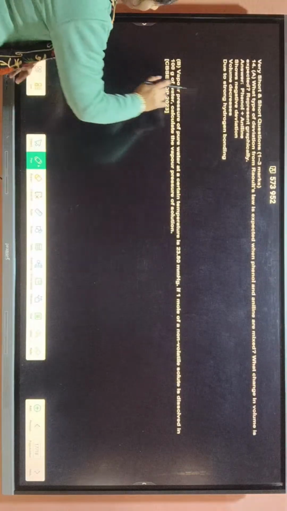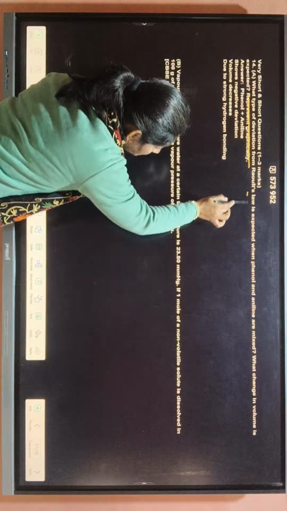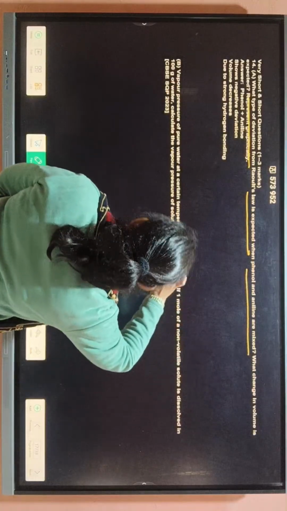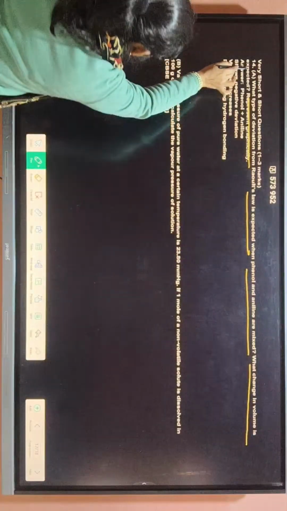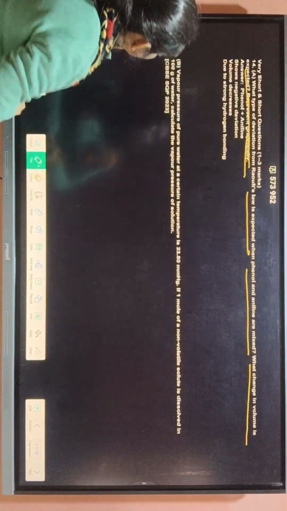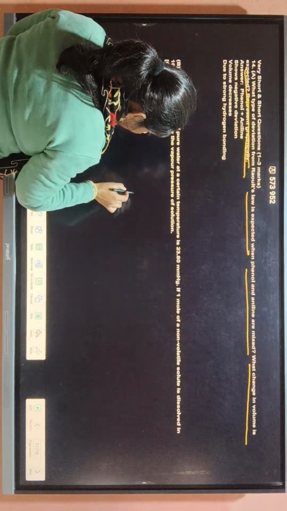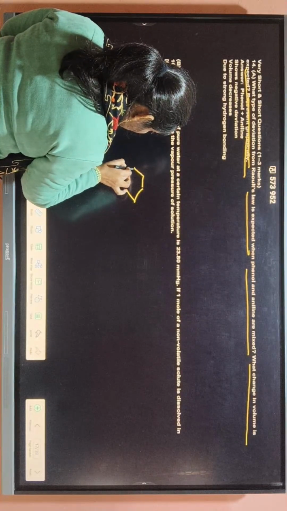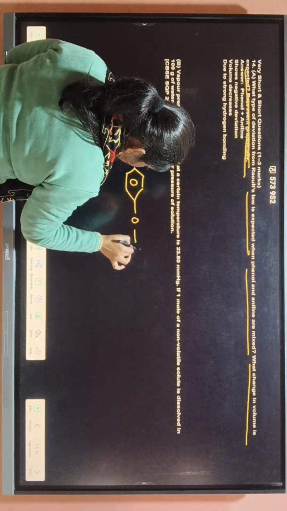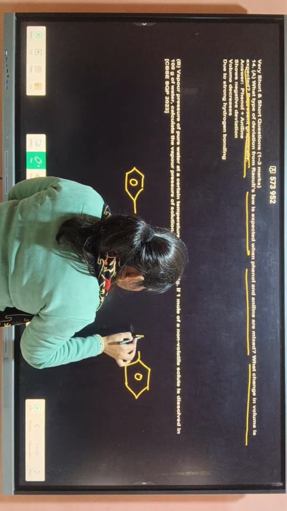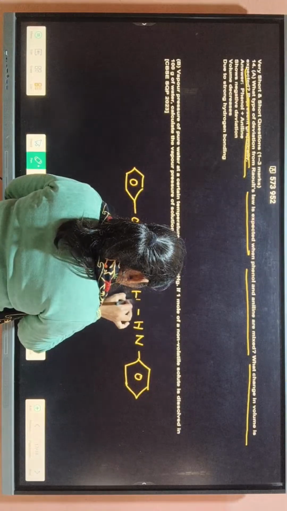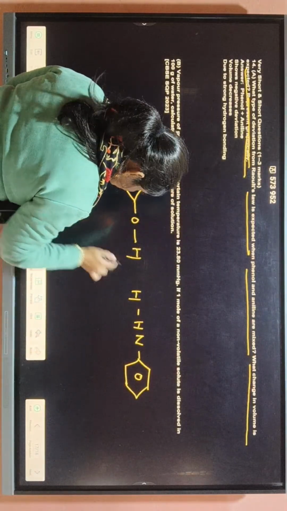Then students, what type of deviation from Raoult's law is expected when phenol and aniline are mixed? What change in volume is expected? Represent graphically. What type of deviation when phenol and aniline are mixed? Phenol, C6H5OH. Aniline, C6H5NH2.